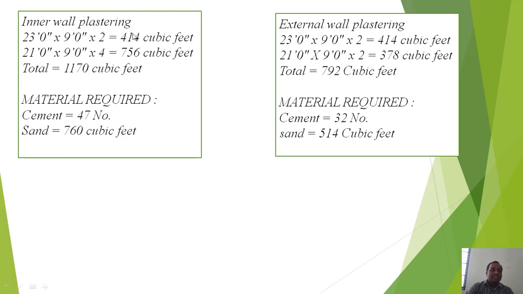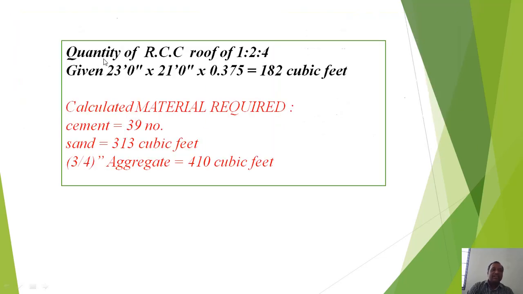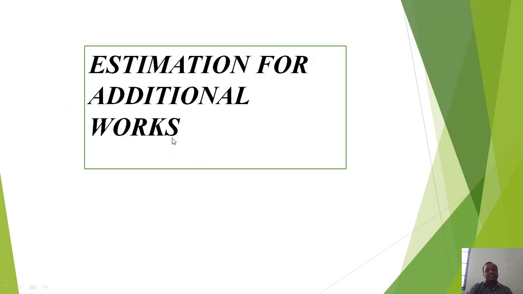So here these are the given things, these are the material. Inner wall plastering: for inner wall plastering you need to calculate the plastering area. So here I have taken this in cubic feet, so calculate the material. Then quantity of RCC roof, same thing, these are the given things as per drawing, and these are the calculated material. Then estimation for additional works.